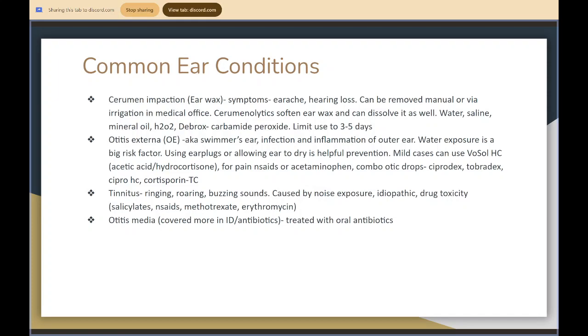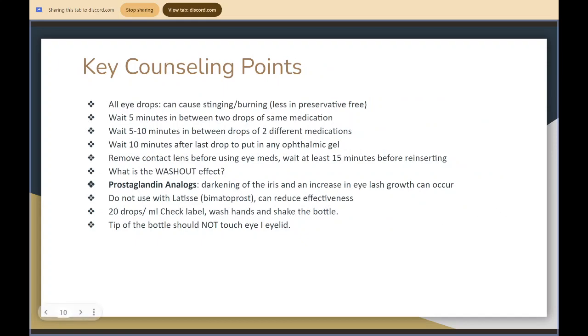All right. Otitis media, it's covered more in ID and antibiotics. We treat with oral antibiotics. So let us continue. Next, we have key counseling points.